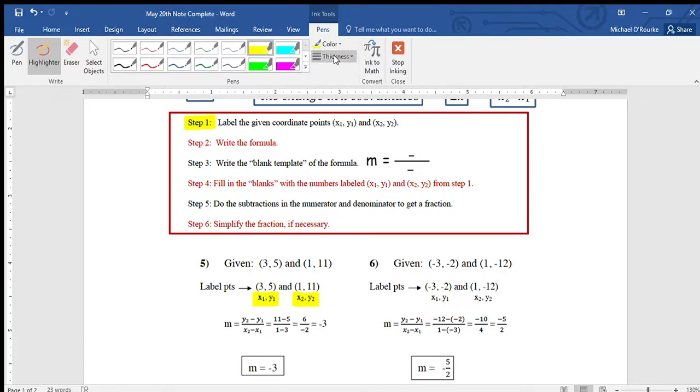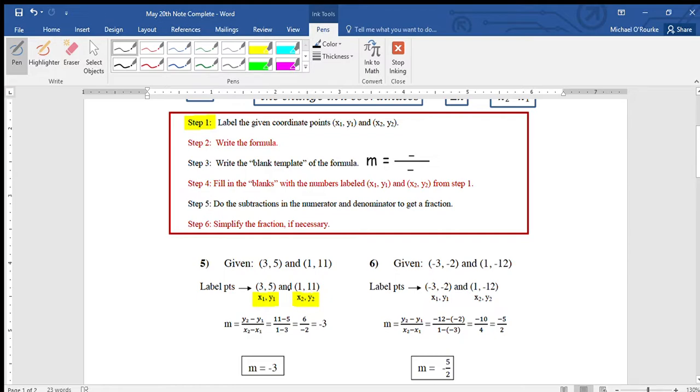And they label the coordinates as x1, pick any point. Either point can be either one. x1, y1, x2, y2. Then write the blank example of the formula, fill in the blanks. So here we go. We write slope equals y2 minus y1 over x2 minus x1.